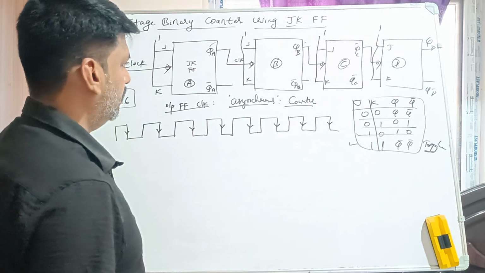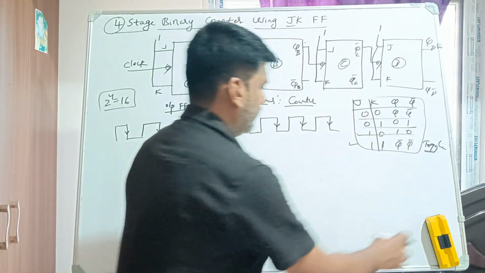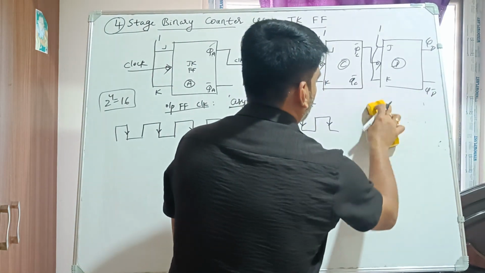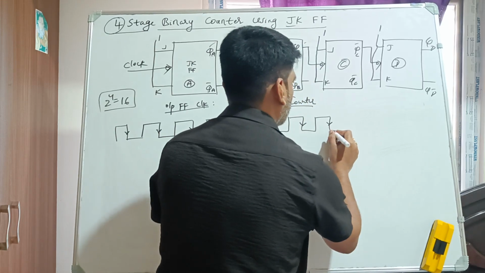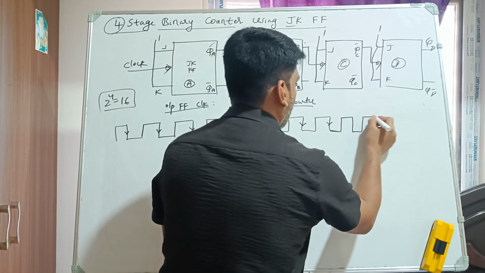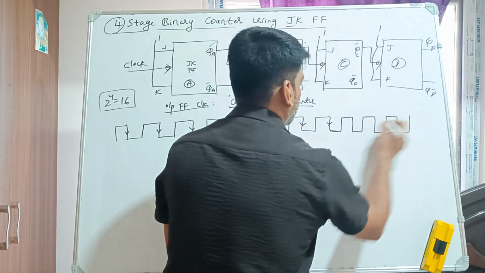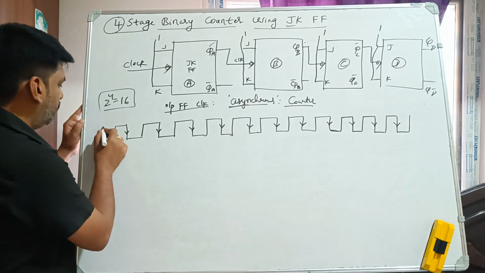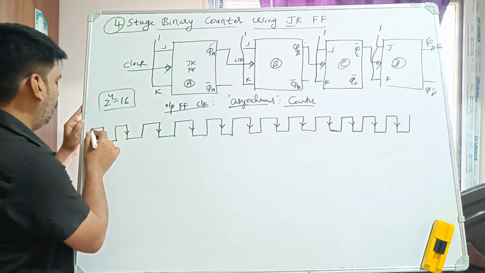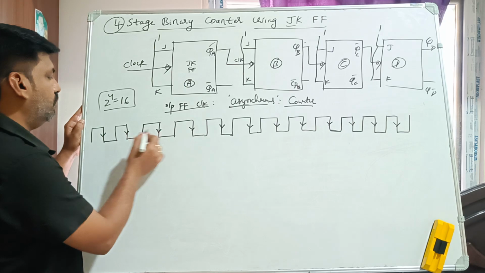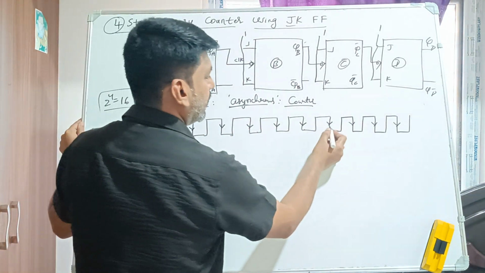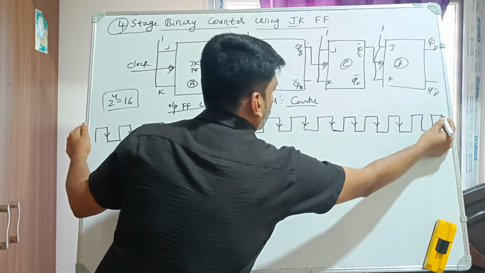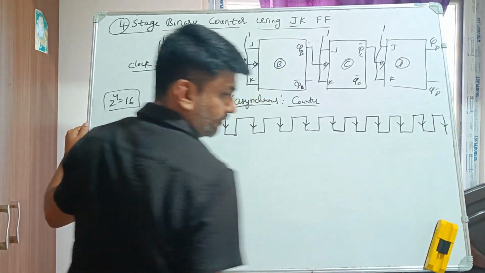So can we draw the remaining, so that you can understand J and K equal to 1 and 1 means it is toggle, so that we'll understand the whole picture. So I will go here like this. So here it is, right? So here from this, 1, 2, 3, 4, 5, 6, 7, 8, 9, 10, 11, 12, 13, 14, like this we should see now, right?